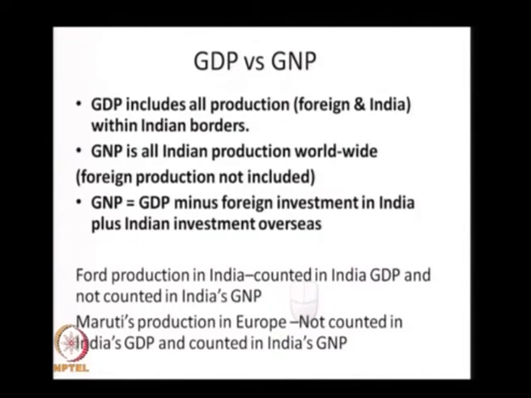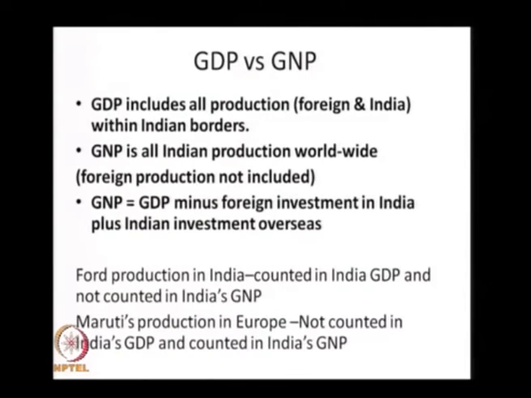Now there is also another terminology that you need to understand. This is called the gross national product, a little different from GDP. GDP includes all production within a given country. Let us for example take India. Whether it is a foreign firm or an Indian firm, the monetary value of all goods and services produced by anybody within the country constitutes GDP, whereas GNP is the monetary value of all Indian production that is made worldwide.